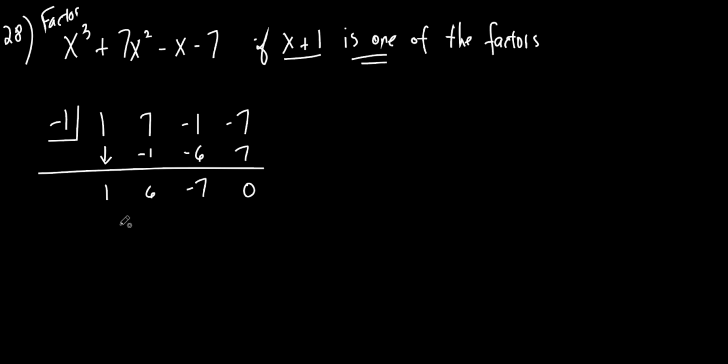So what's my polynomial now? This is remainder, constant, x squared. Remember, this one is always 1 less than that one right there. So this is going to be what? X squared plus 6x minus 7. But that's also being multiplied by what? X plus 1, because that's one of my factors.